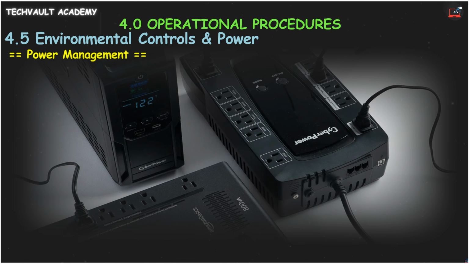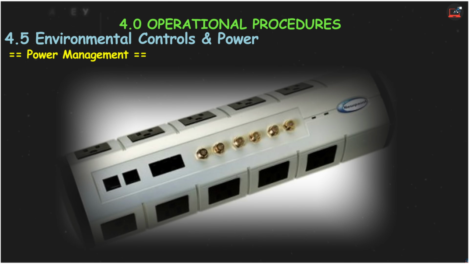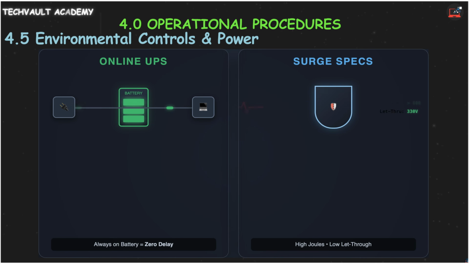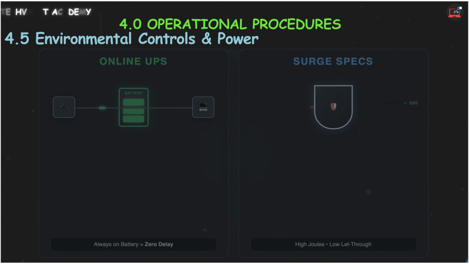If you don't need battery backup, you still need a surge suppressor. This absorbs voltage spikes. When buying one, look for three numbers. A high joule rating, over 600 is best, a high amp rating, and a low voltage let-through rating. Remember, lower let-through leads to longer life. Ideally, you want 330 volts or less.